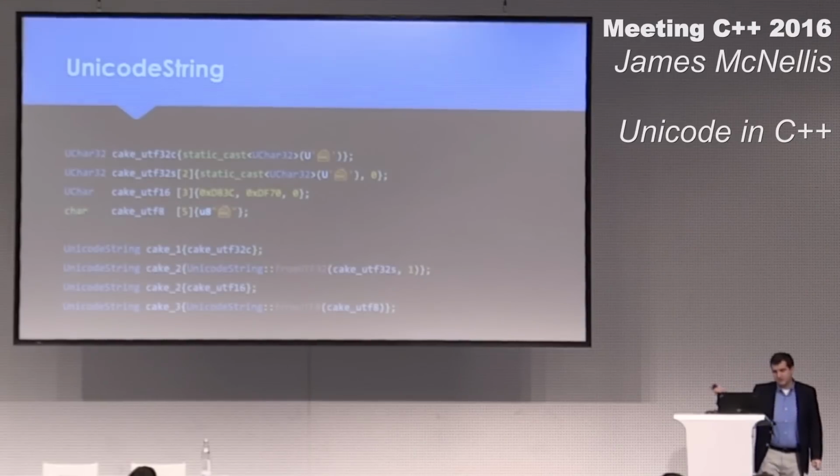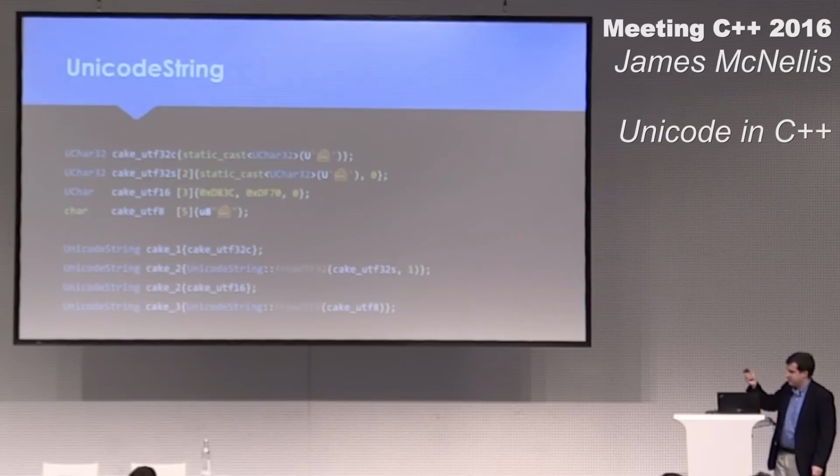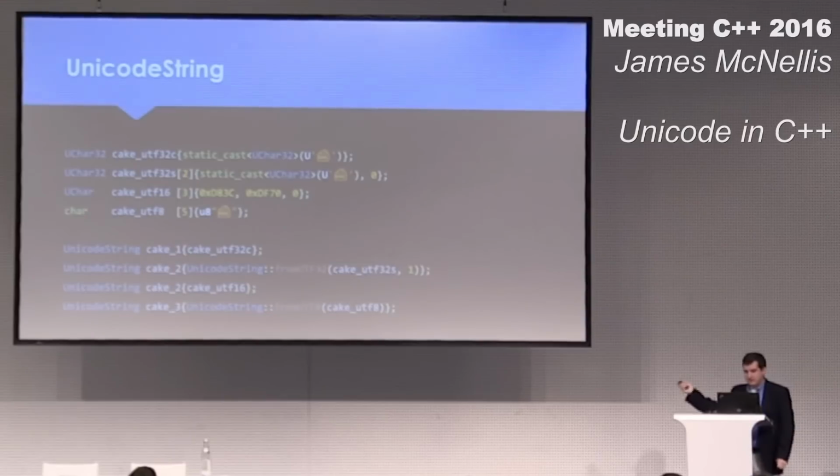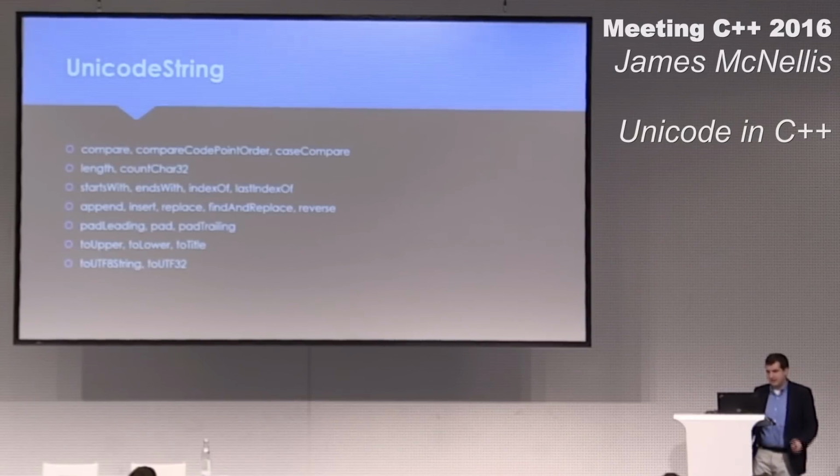It allows conversions between these encodings, so you can use fromUTF32 to construct a UnicodeString from UTF-32 text. We can use fromUTF8 to do the same for UTF-8 text. This UnicodeString type has a whole bunch of operations, just like we would expect a string type to have to do comparisons. It has a whole bunch of Unicode-aware operations.